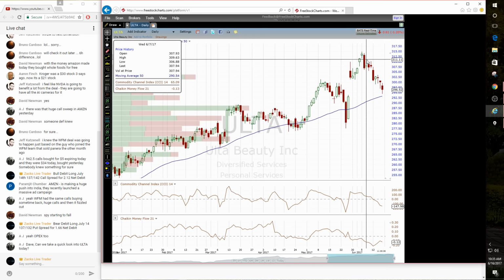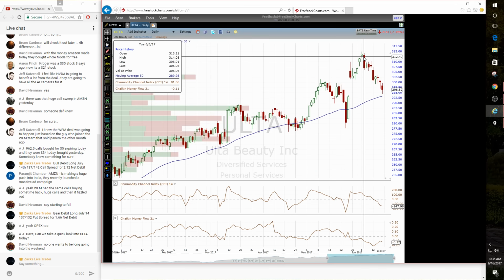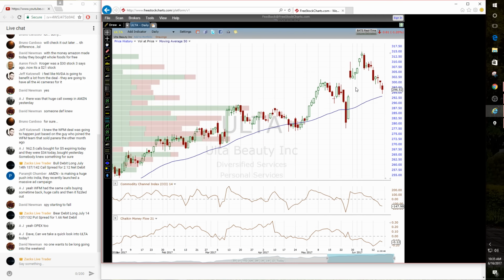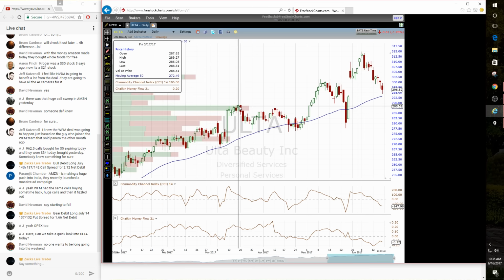That's so interesting to me. This push higher and then just exhaustion. It just ran out. It just flat ran out of buyers is what happened. Ulta might be coming back down at 289 now.